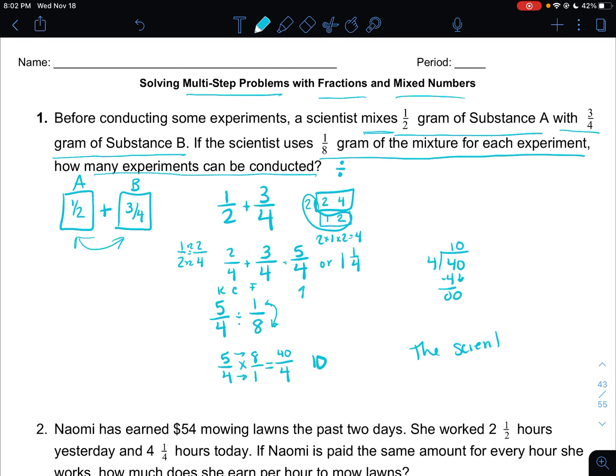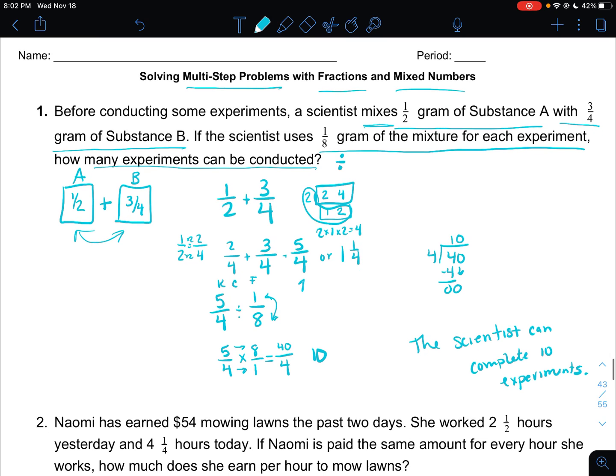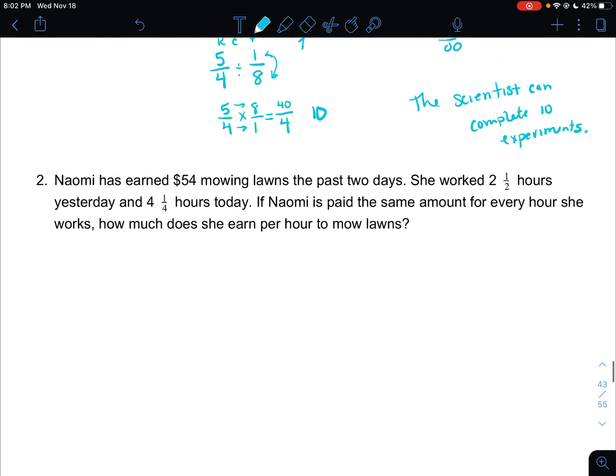So this tells me that the scientist can complete 10 experiments. Okay, so there is the first problem. Notice I broke it down and I thought about what is going on in this situation, and that's what I expect you to do. That's the easiest way to think about the operation.